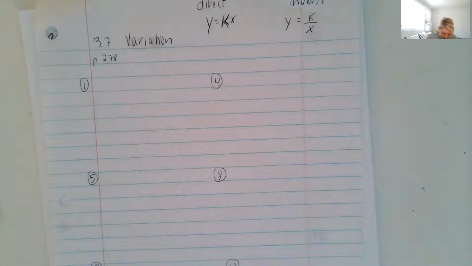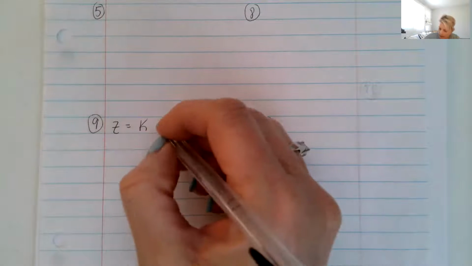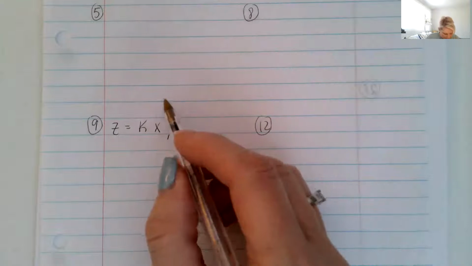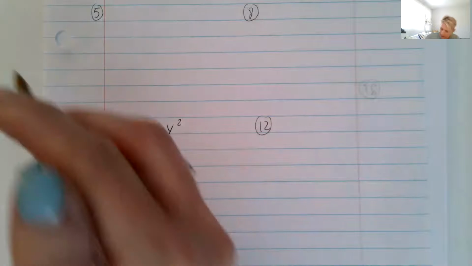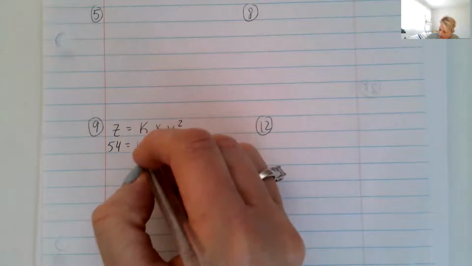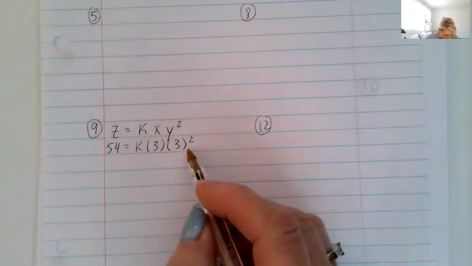But on number 9, it says it's a joint variation, so there's two variables that are changing. The joint variation is z varies jointly with x, so there's some k of proportionality with x and the square of y. So y squared. Number 9 says if z is 54 when x and y are both 3, so x is 3 and y is 3, we're just replacing those values.